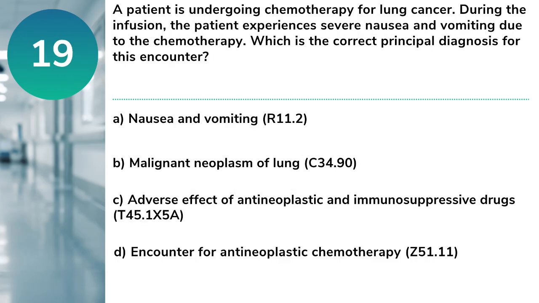Question 19. A patient is undergoing chemotherapy for lung cancer. During the infusion, the patient experiences severe nausea and vomiting due to the chemotherapy. Which is the correct principal diagnosis for this encounter? A. Nausea and vomiting, R11.2. B. Malignant neoplasm of lung, C34.90. C. Adverse effect of antineoplastic and immunosuppressive drugs, T45.1X5A. D. Encounter for antineoplastic chemotherapy, Z51.11.